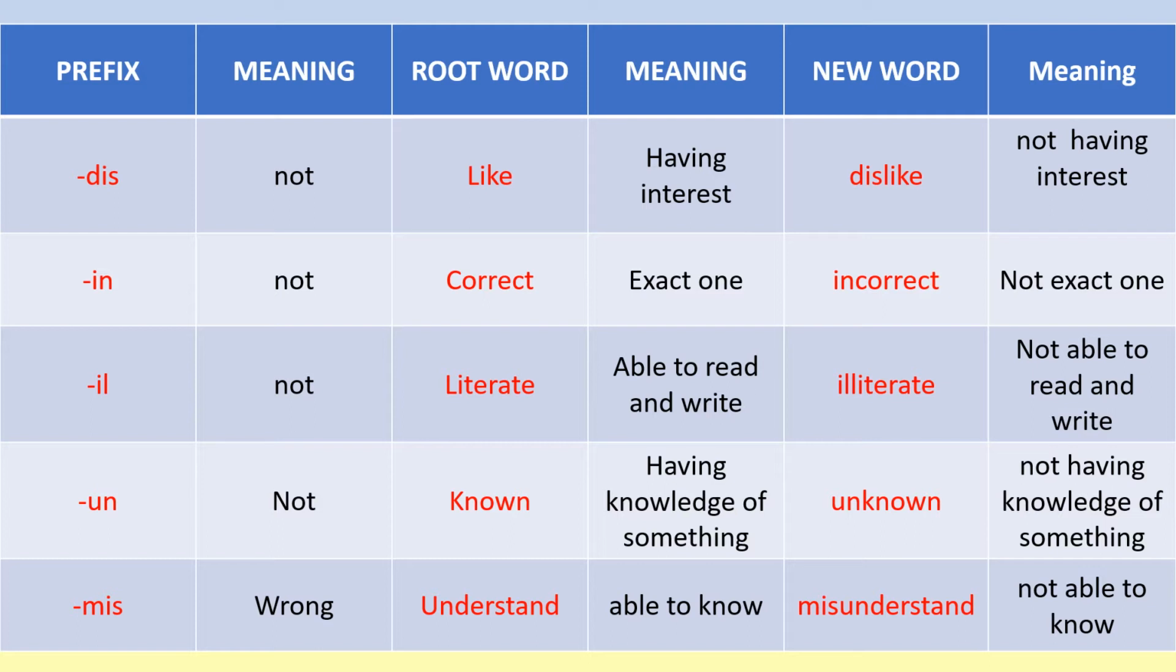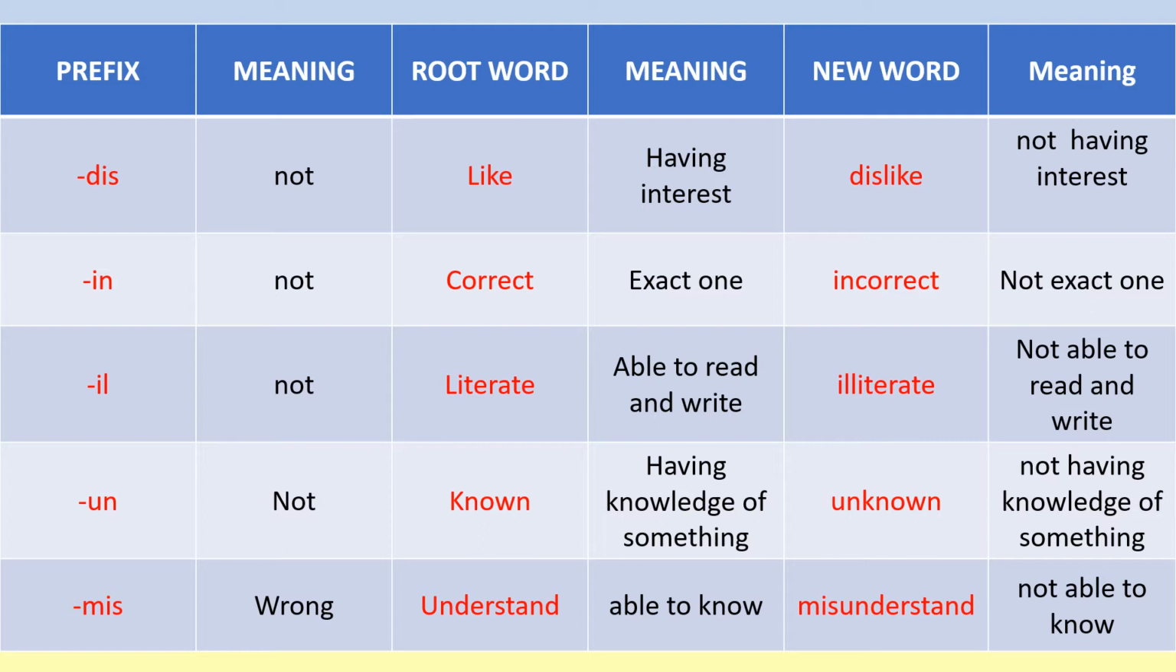And the last one, mis is the prefix, root word understand, new word misunderstand. What is the meaning for root word here? Understand means able to know. And here the new word meaning is not able to know.